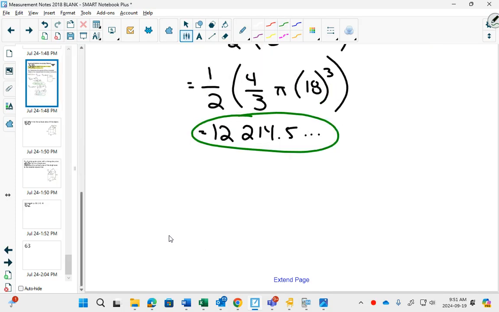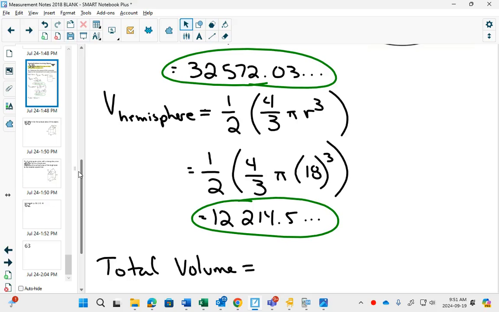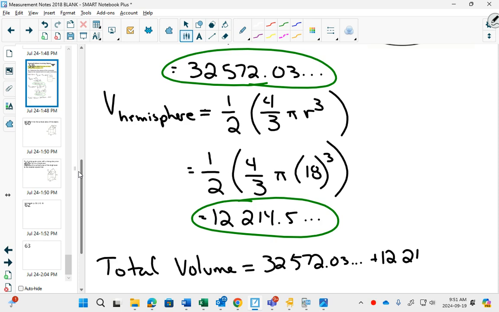Temporary circle around that, and now for my total volume, I'm just going to have to add the two things that I circled in green together. So it's going to be the 32,572 plus the 12,214.5. And again, I'm not rounding until the very end, to make sure that I don't make a rounding error along the way.